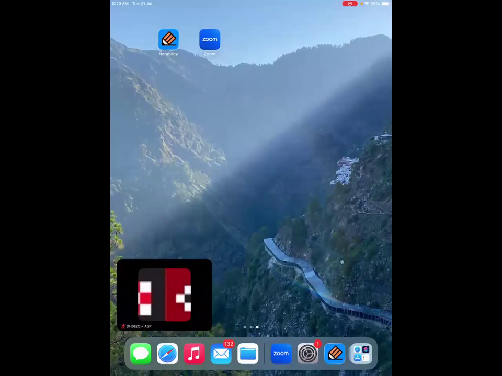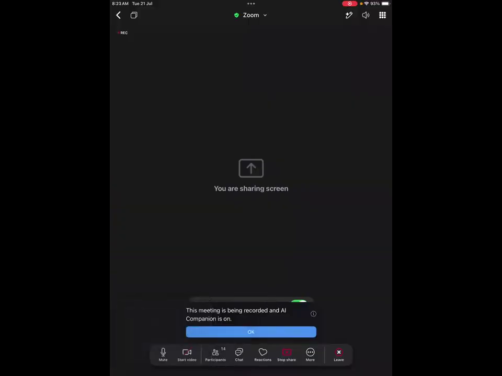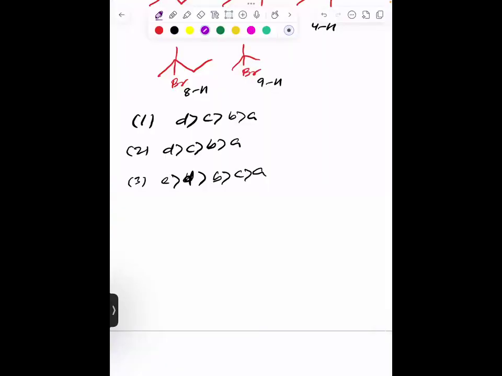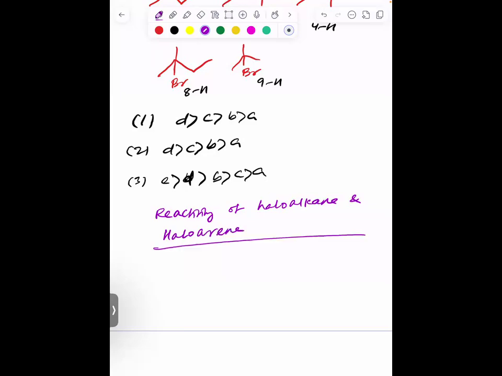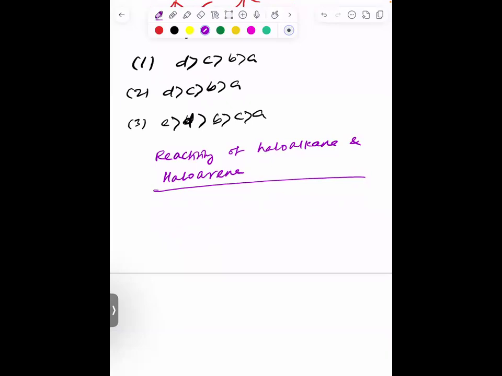Okay, next is reactivity of haloalkane and haloarene. If you compare the reactivity between haloalkane and haloarene, which is more reactive and why?